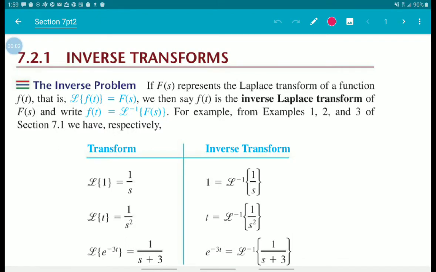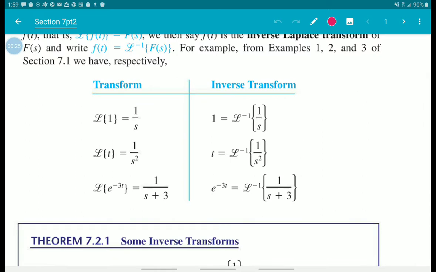So in the last video, we talked about how to find the Laplace transform of some function. I bet you've been wondering, well, if I can go into Laplace world, there's got to be a way to get out of Laplace world. And there is. We're going to discover that today. And that is called taking the inverse Laplace. So we're going to look at inverse transforms.